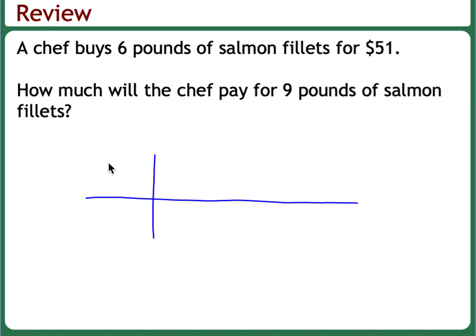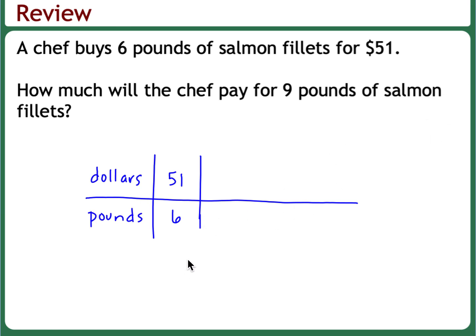Now in general, I like to compare and put dollars on the top and then pounds on the bottom. So we have $51 for 6 pounds. We want to know how much it is for 9 pounds. Well, we could see right away there's no easy way to go from 6 to 9 using multiplication or division. So we're going to need an intermediate step here.